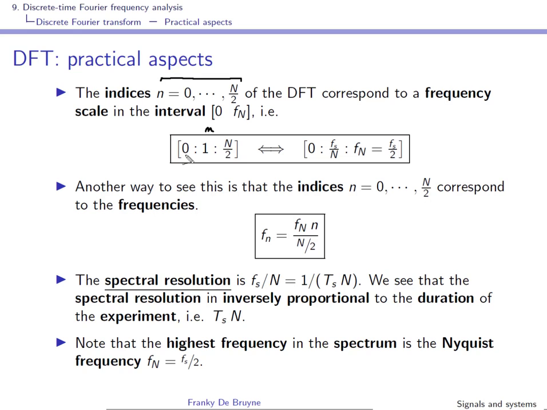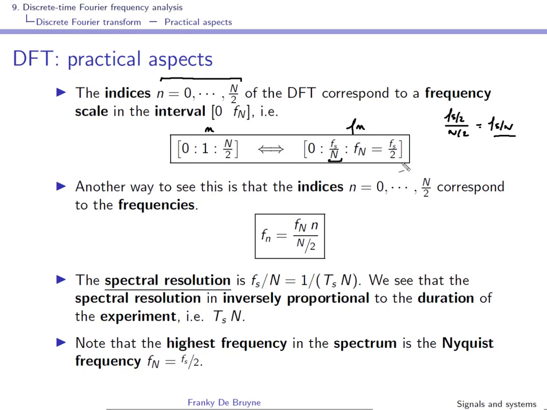N ranges in the interval 0 to N over 2, and you go in steps of 1 since n is an integer, and the corresponding interval for the frequency is 0 to fN, right? And of course here you'll go by steps of, well, it's easy, fs over 2 divided by N over 2. So this is fs over N, right?